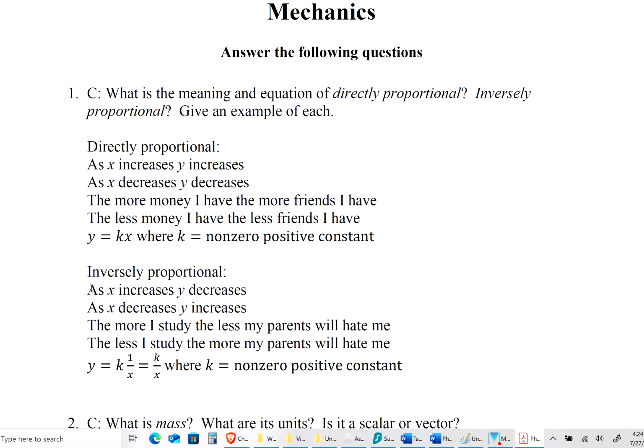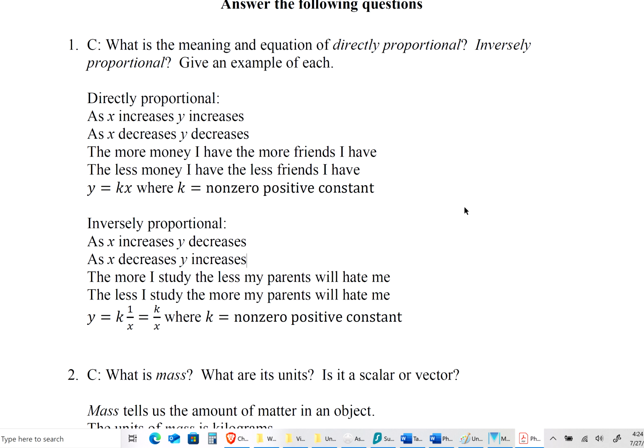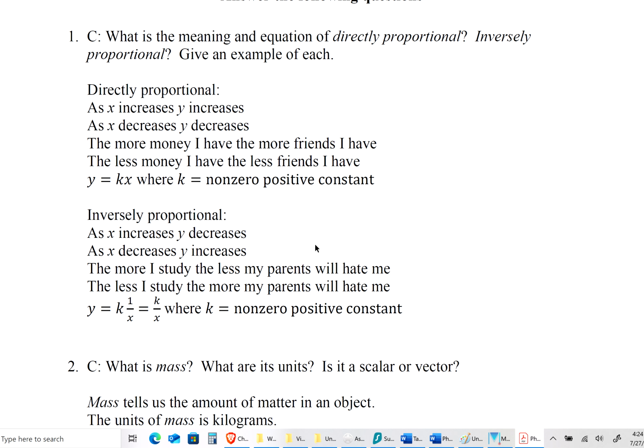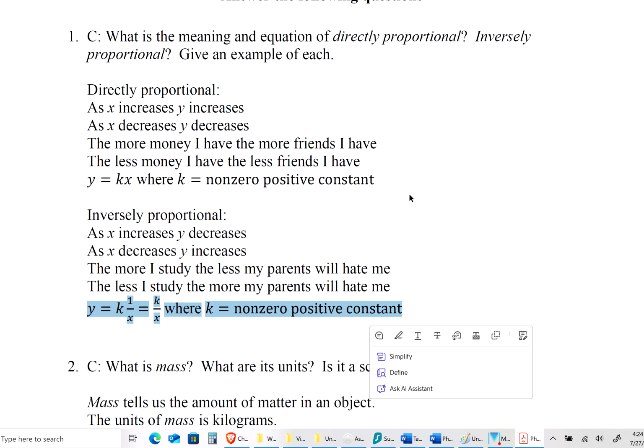Inversely proportional means as x increases, y decreases. So as y decreases, x increases. For example, the more I study, the less my parents will hate me. The less I study, the more my parents will hate me. An equation for this is y equals k over x, where k is a non-zero positive constant.